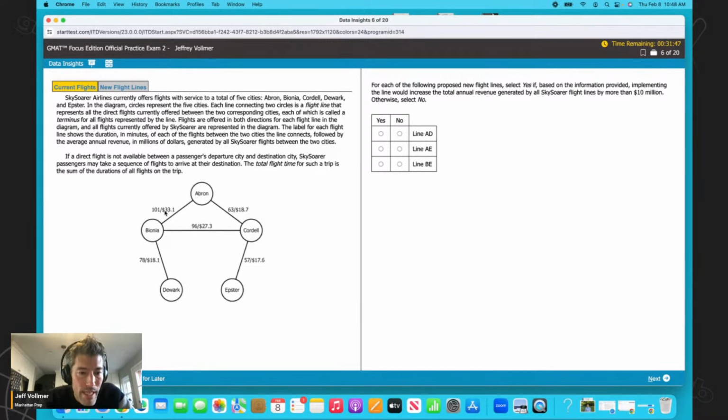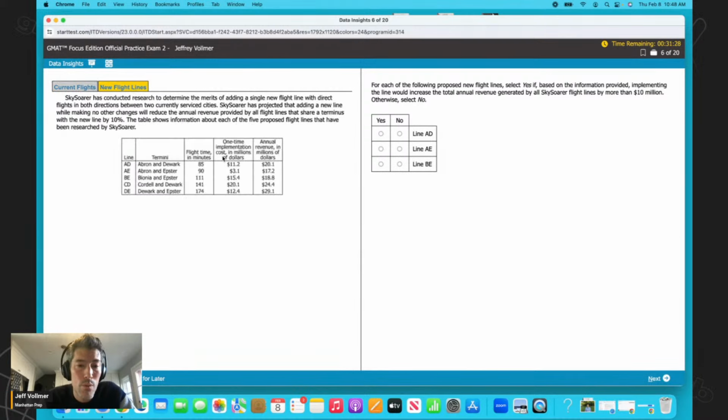I am losing 10% of 33.1. I'm losing 10% of 18.7. And I'm losing 10% of this one, right? Because this one also shares a terminus. That's 3.3, 1.8, 1.8, that's 3.6 plus 3.3, that's about 7, but I'm gaining 20 million. This seems like it's going to increase. Yeah, up 20 million, but losing about 7 million. That's a win.